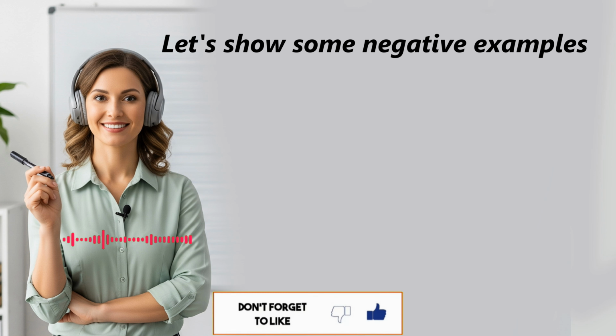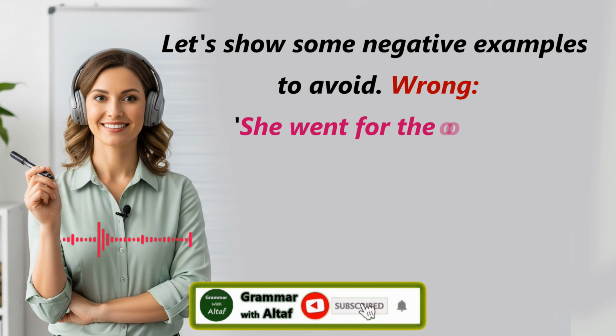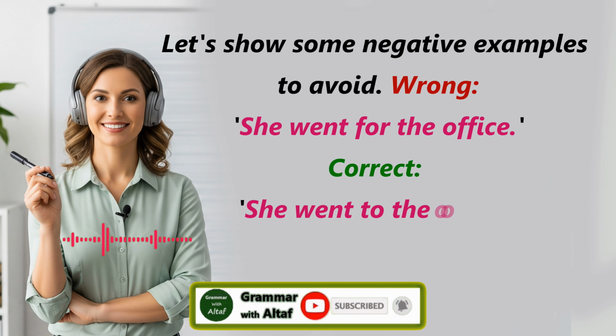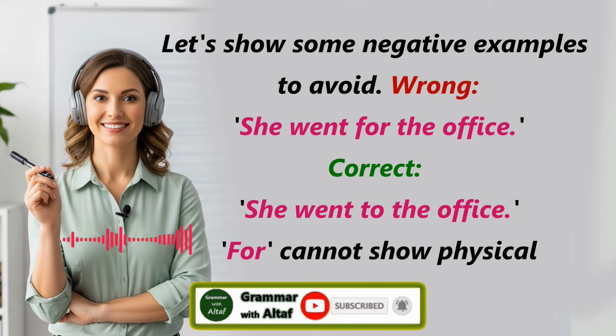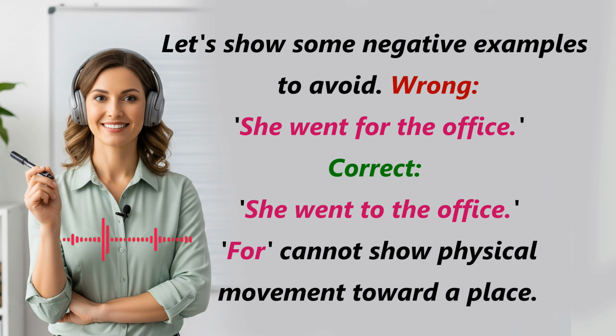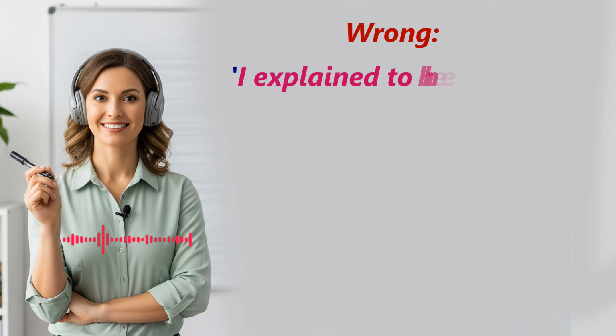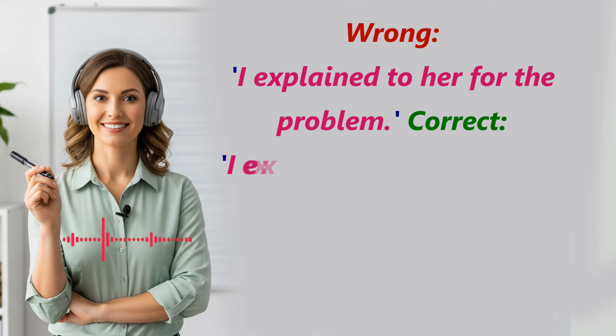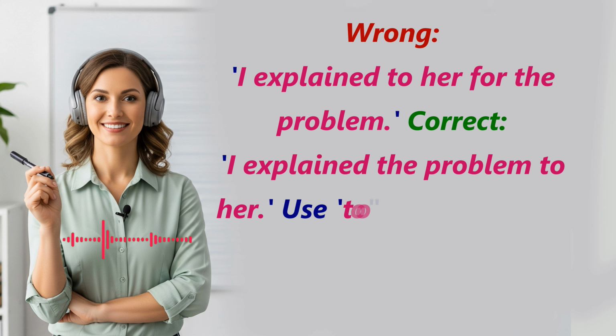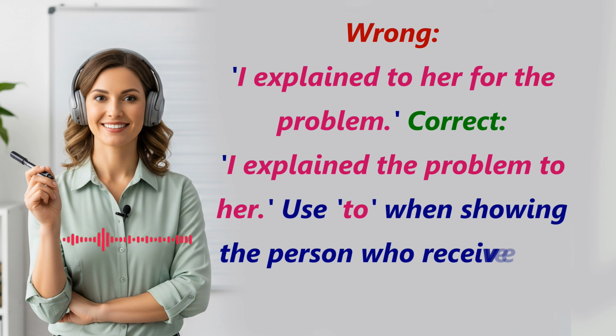Let's show some negative examples to avoid. Wrong. She went for the office. Correct. She went to the office. For cannot show physical movement toward a place. Wrong. I explained to her for the problem. Correct. I explained the problem to her. Use to when showing the person who receives the explanation.